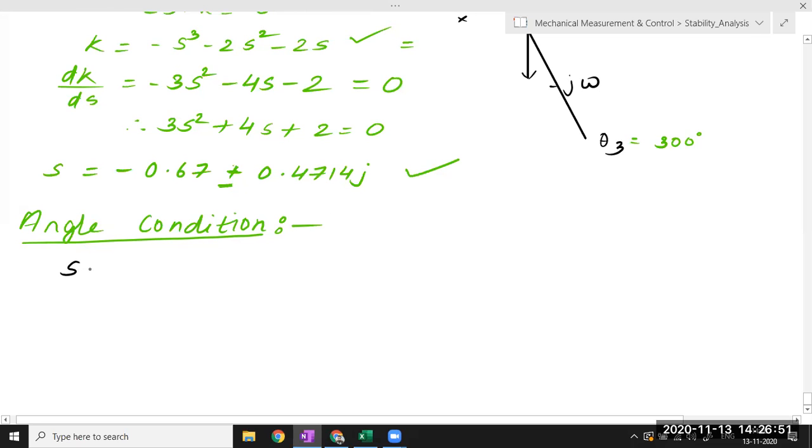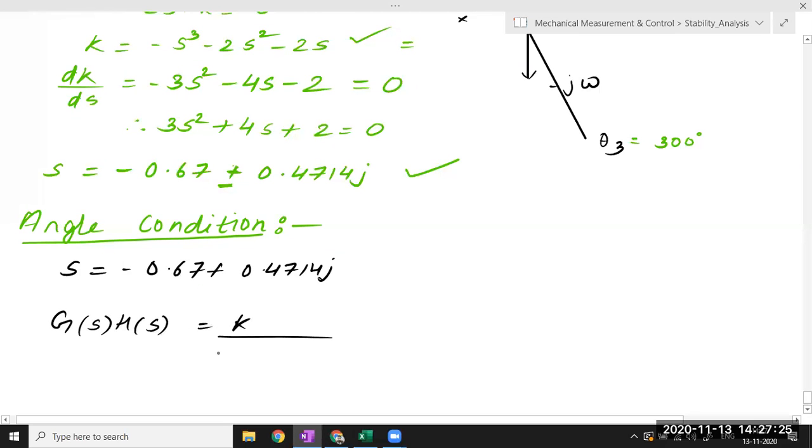Just take one value. Suppose s is equal to minus 0.67. There are two values, right? So I'll take plus 0.4714j. I'll test this value, whether it satisfies the angle condition or not. Now, G of s and H of s, if you remember, is K upon s into s squared plus 2s plus 2, whose roots are s plus 1 plus j.